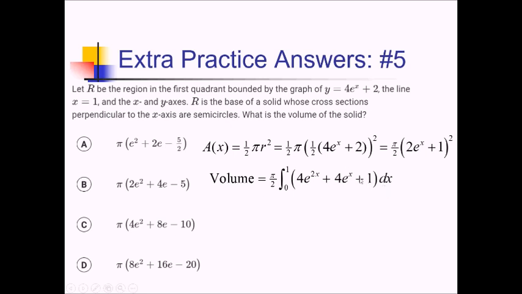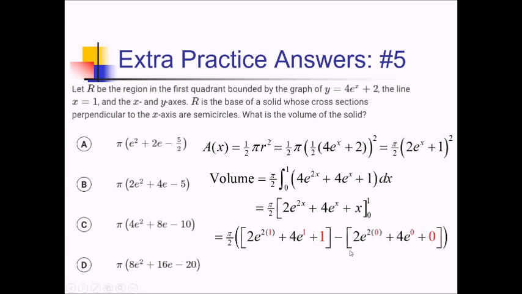Taking my antiderivative from left to right, and I still have this pi over 2 outside here. This first one, we have 4e to the 2x divided by that inner derivative of 2. So this is actually 2e to the 2x. And then this next one is just going to be 4e to the x, so that's not so bad. And then this last one with the reverse chain rule, this is going to be a plus x. And again, all this is evaluated from 0 to 1. So I have pi over 2 times all of this stuff with 1 plugged in minus all of this stuff with 0 plugged in.